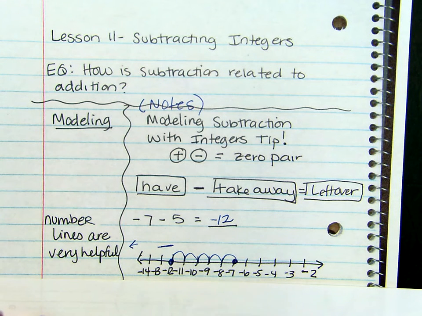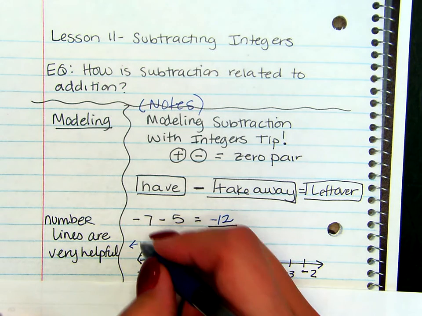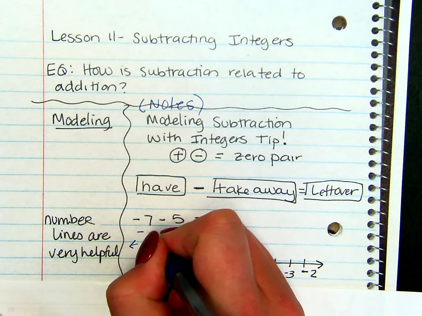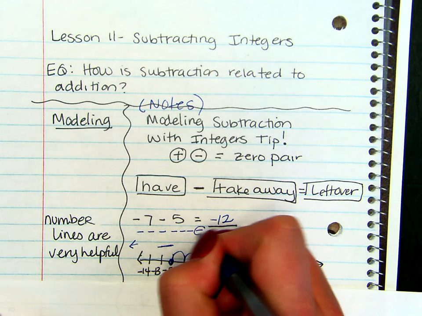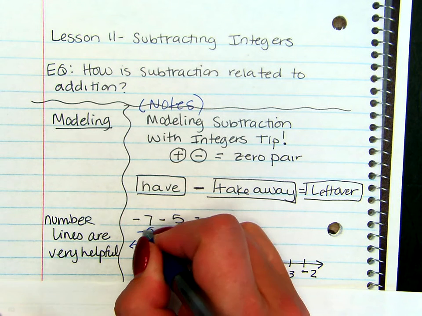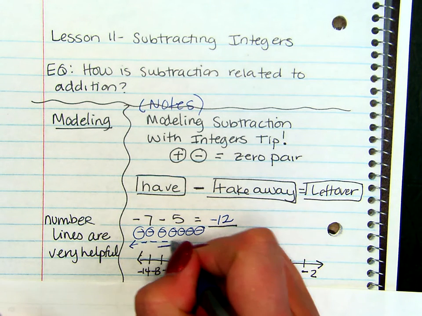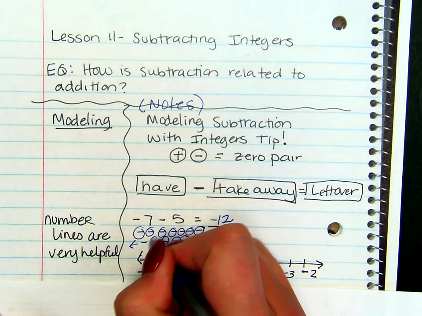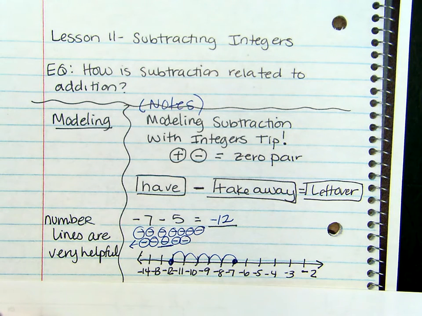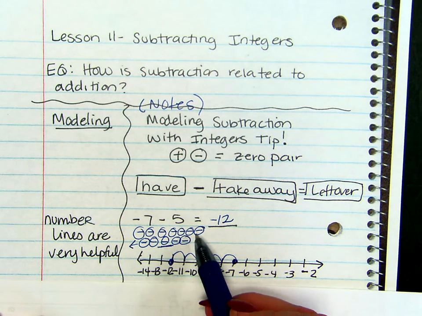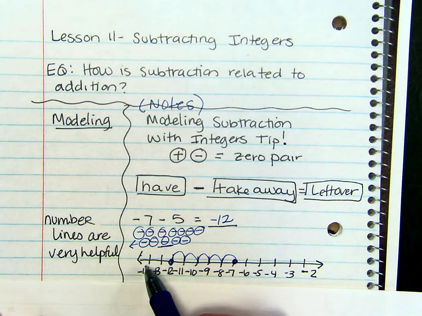Now you could also think of this through using the negatives and the positives that we talked about last time. So here I've got -7. So I've got 7 negatives. And below it, I've got 5 negatives. Now here, there's nothing that we could cancel out. So that tells us that we're just going to have to combine all of these negatives together, which would end up giving us -12.